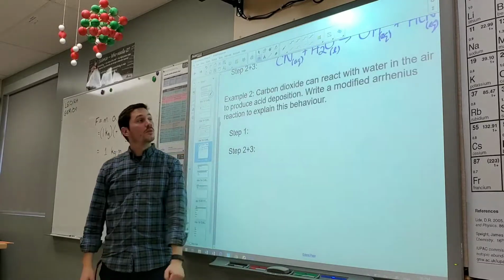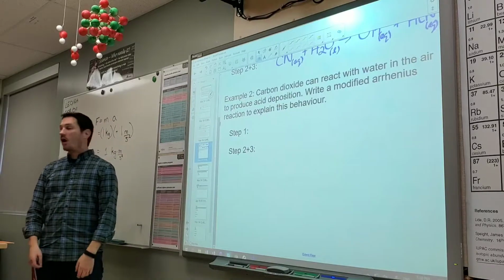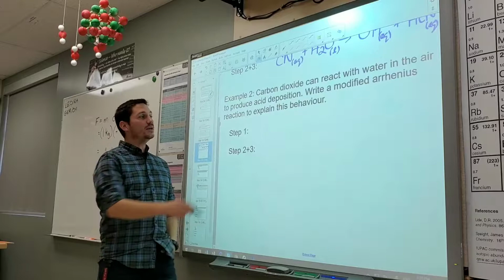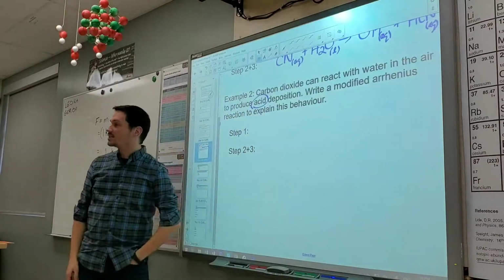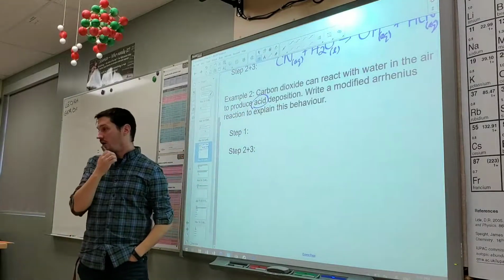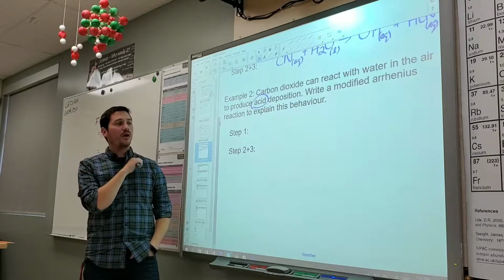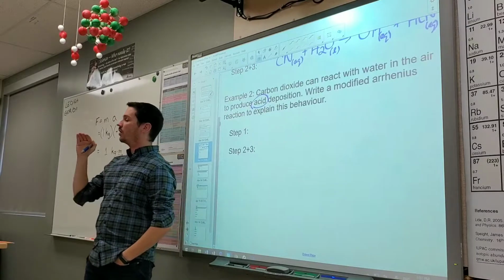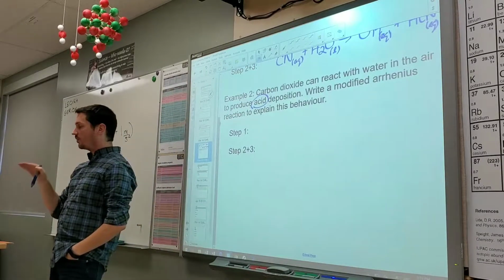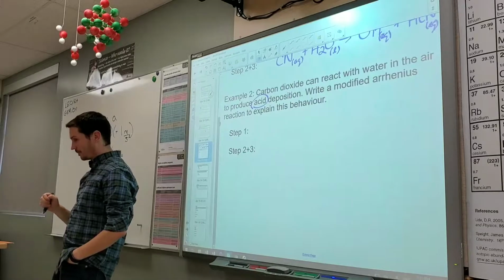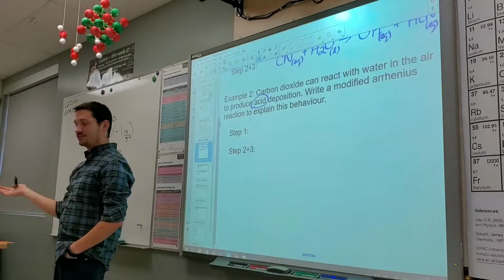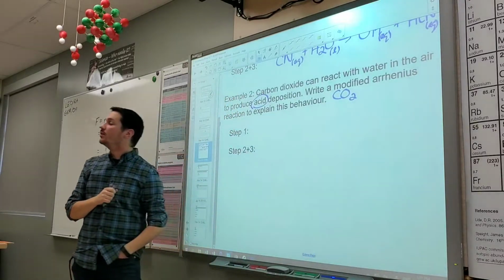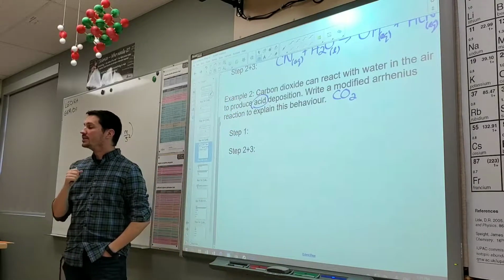Carbon dioxide can react with water in the air to produce acid deposition. So that would be a pH of less than 7, right? So no, it's not always basic. Write a modified Arrhenius reaction to explain this behavior. What I want you to do is figure out what the formula for carbon dioxide is. CO2. It's CO2. And I want you to reread step 1.